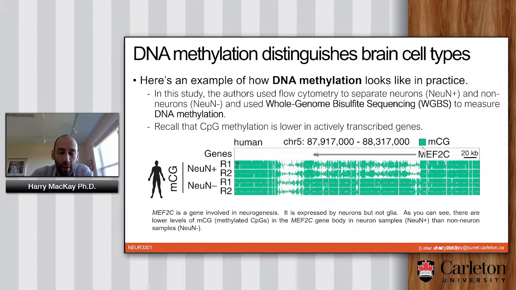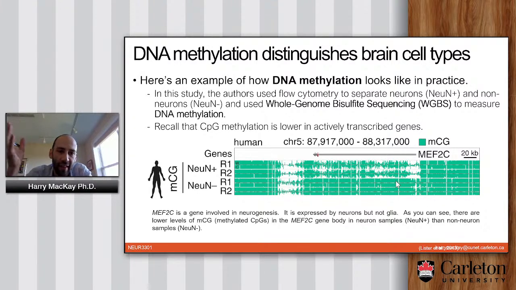MEF2C is a transcription factor that's expressed in neurons. So what do you see when you look at this? Well, in the NEUN positive tracks, NEUN being a marker of neurons, you'll see that this gene has fairly low methylation across the entire gene body. You can tell because of all this extra white space. NEUN negative cells, which are not neurons from the brain, like glia or something, tend to have very high methylation across the gene body.